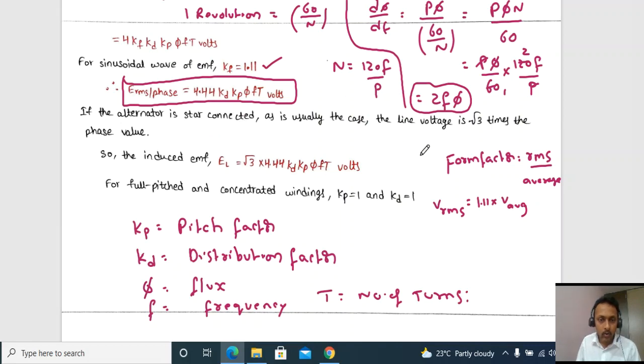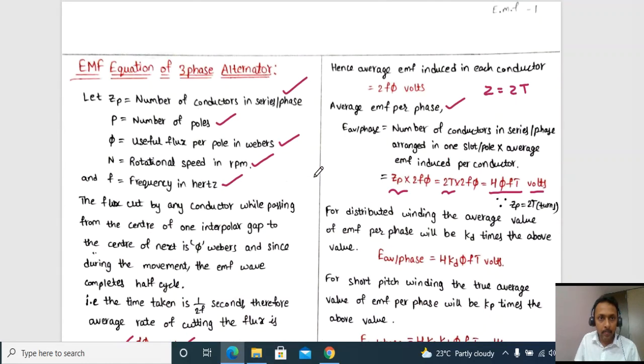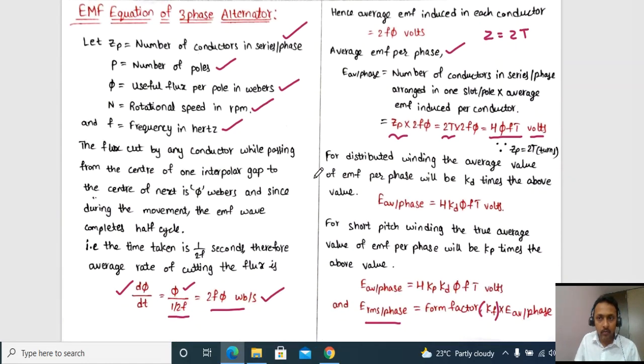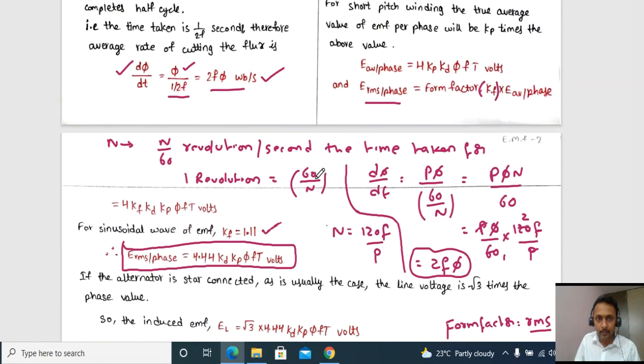So I repeat again, if it is for full pitched or concentrated windings, this Kp and Kd value will be equal to 1. Kp equals 1, Kd equals 1. When the winding is a full pitched winding or a concentrated winding, the values will be equal to 1. So this is the EMF equation of a three-phase alternator.